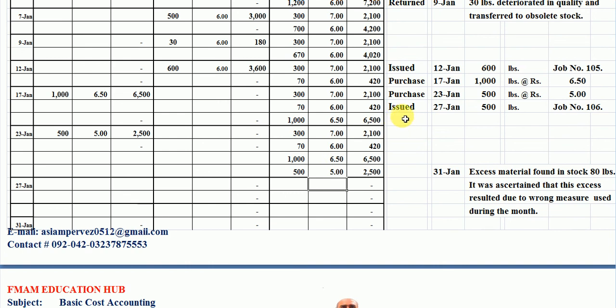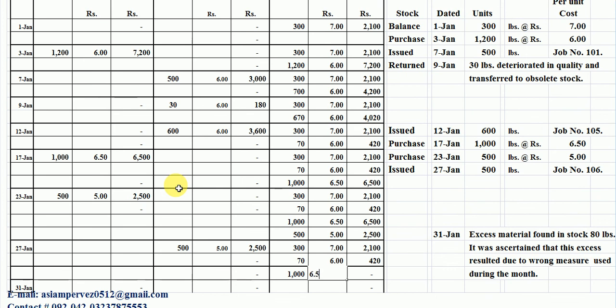Now issued on 27 Jan: 500 pounds, job number 106. We take the last purchase of 500 pounds here. 500 pounds, the rate is 5 per pound. Now in the new current inventory record we have 300 pounds at 7 per pound, 70 pounds at 6 per pound, and 1000 pounds of material at 6.5 here, students.